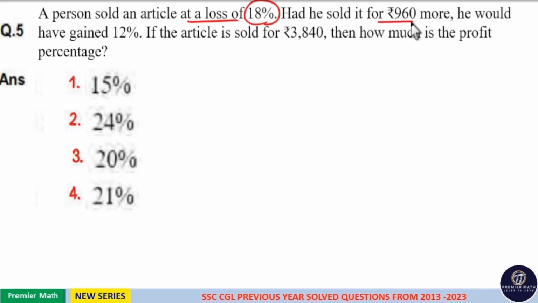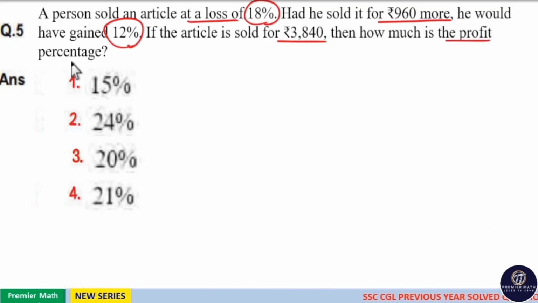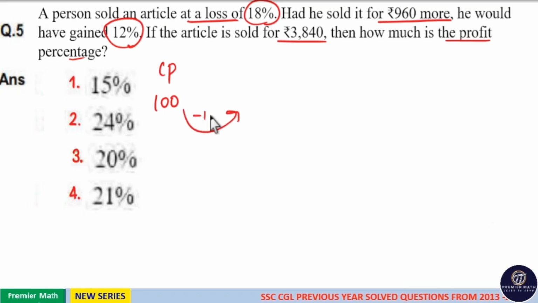A person sold an article at a loss of 18%. Had he sold it for 960 rupees more, he would have gained 12%. If the article is sold for rupees 3840, then how much is the profit percentage? Here consider cost price of this article as 100 rupees. Then he sold this article at a loss of 18%. 18% loss means 100 minus 18 is the sell price.